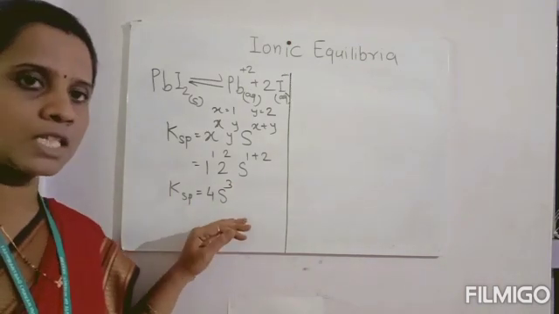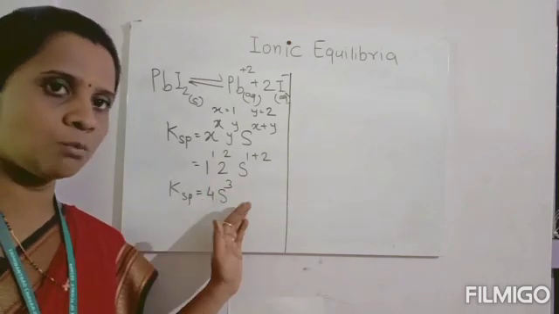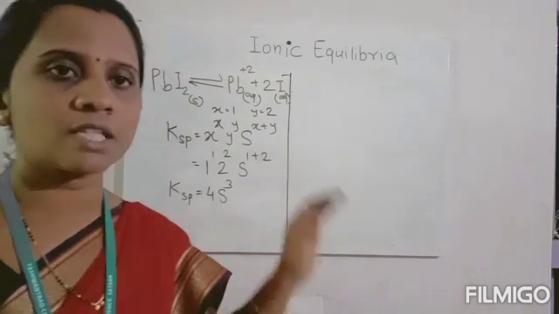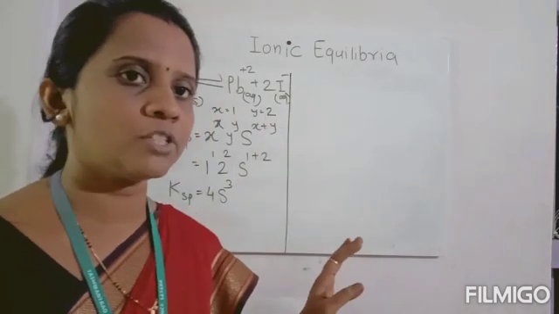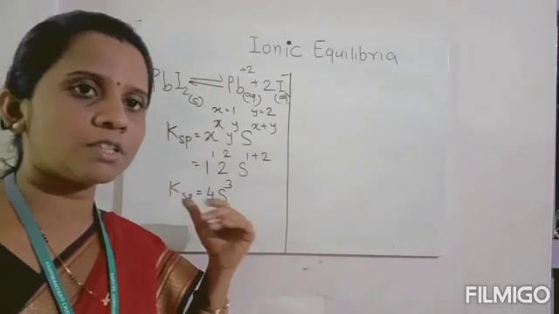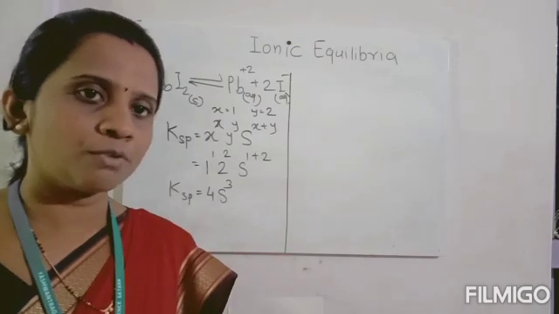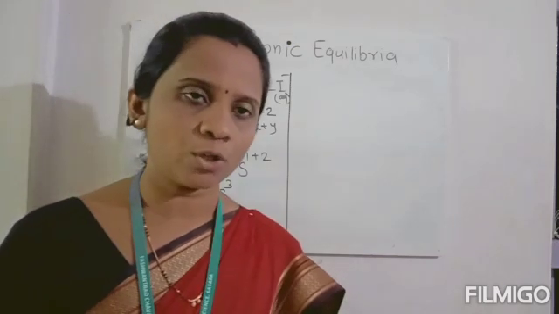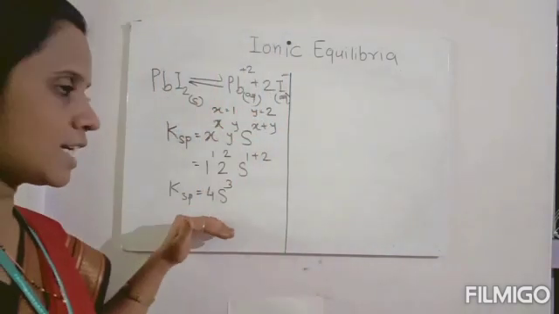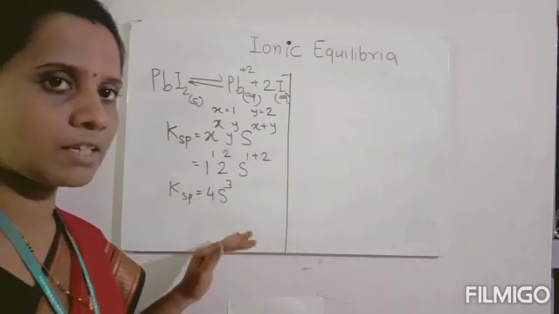And from this expression, we can find out either solubility or solubility product. So numericals based on this type can be asked, in which one of any quantity, that means either solubility is given or solubility product is given. So from that we can calculate the required quantity. So first we have to write the expression for Ksp and then substitute the given value.